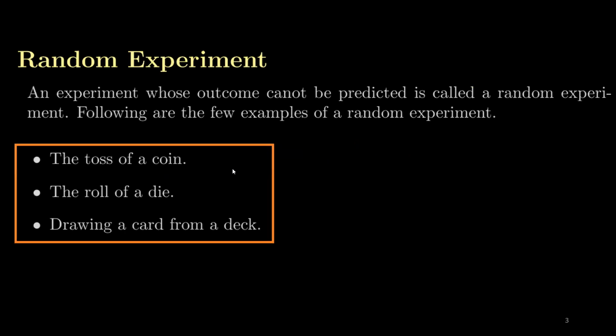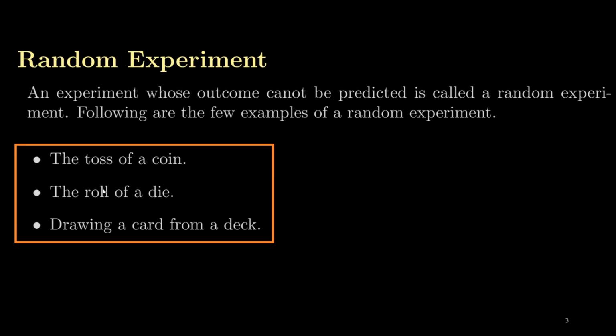So in this lecture, we will discuss the fundamentals of probability and the terms associated with probability. The first most important term associated with probability is called random experiment. So what is a random experiment? An experiment whose outcome cannot be predicted is called a random experiment.